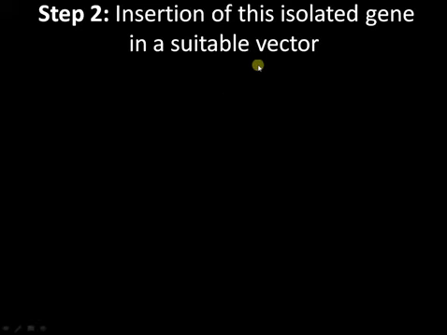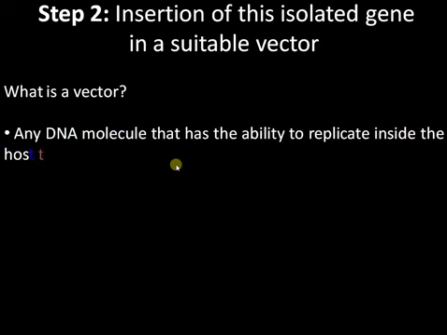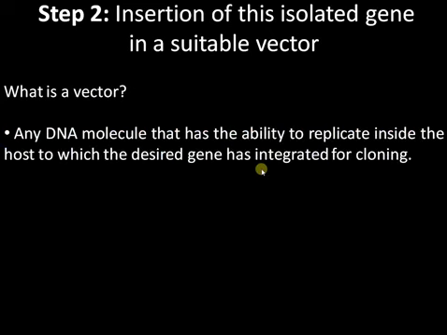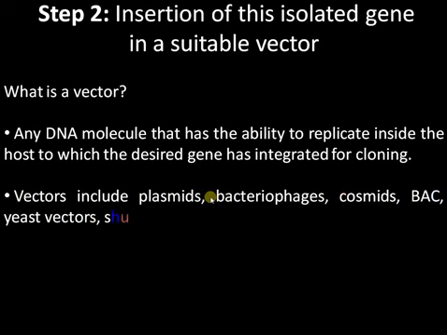Step 2, I need to insert this desired gene, that is the insulin gene, into a suitable vector. Before that, we need to know something about vector. What is a vector? A vector is any DNA molecule that has the ability to replicate inside the host to which our gene of interest has integrated for cloning. Vectors include plasmids, bacteriophage, BAC, YAC, etc. You can refer to our video on gene cloning vectors for more.